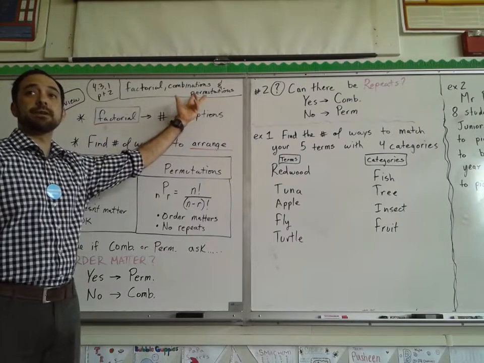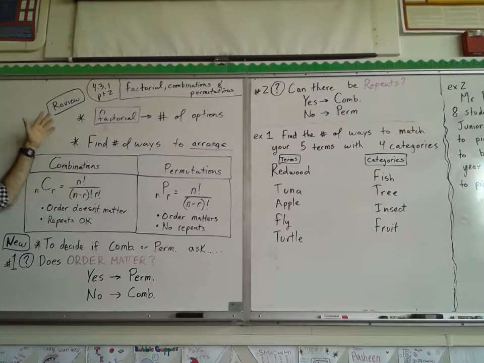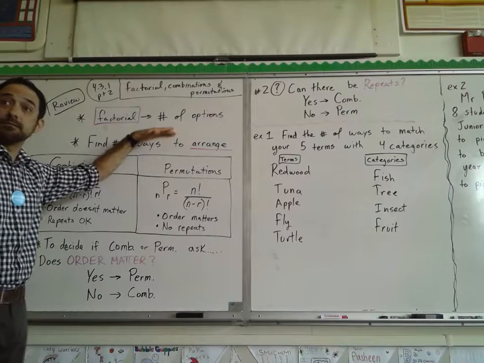Okay. So I want to just break it down real quick, and I put all the notes on the right side, and I'm going to talk about that in a sec. But when we're looking for factorials, like we did here, that's just the number of options.